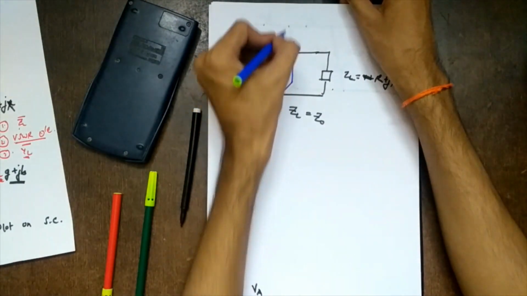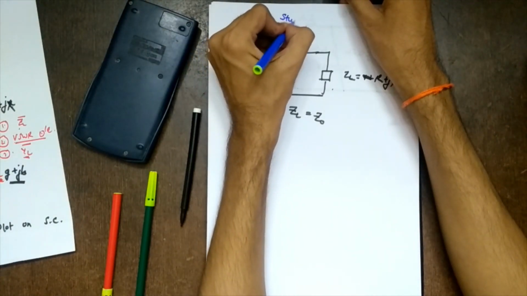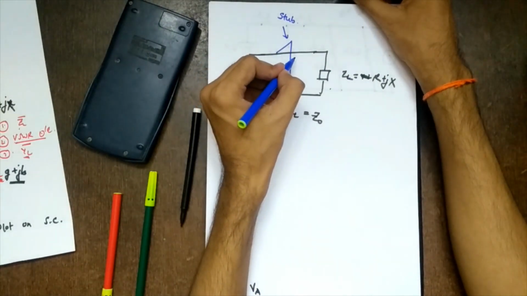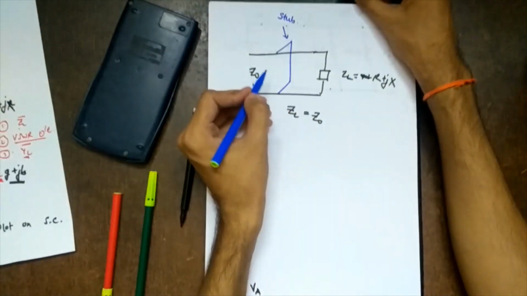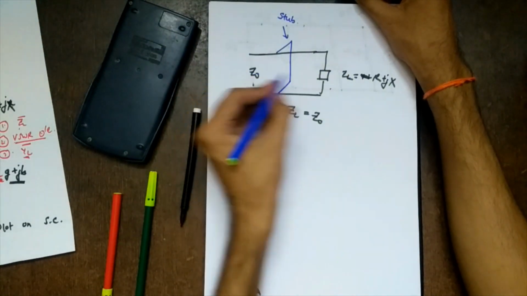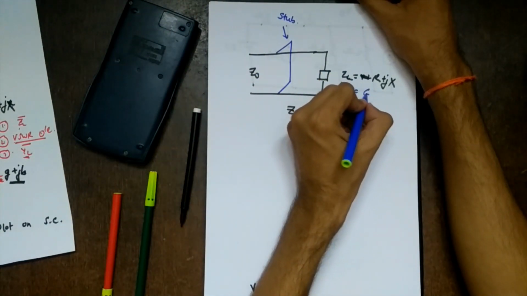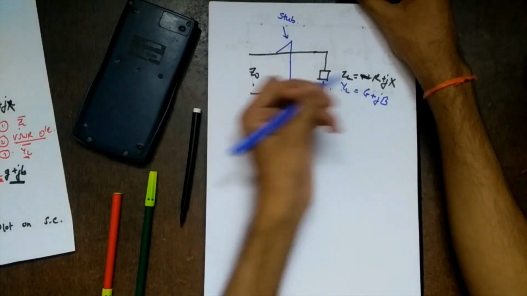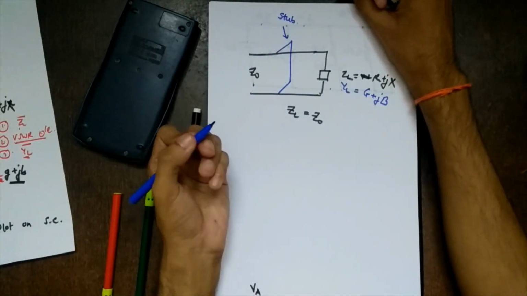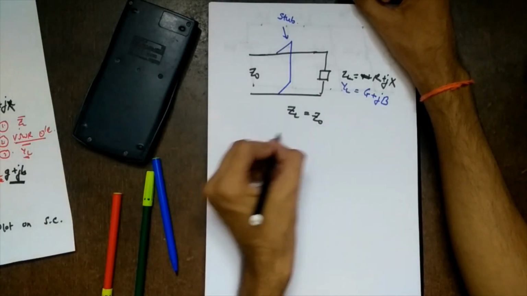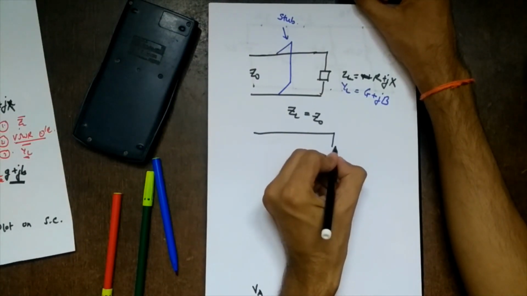So this is what a stub is, and it is connected in parallel. Then we said if we are connecting a stub in parallel, working with impedances will be quite hard. So to make life simple, we convert it to admittance. So this becomes G plus jB. Then we said we have to plot it on the Smith chart. So what is the next step? To normalize it with respect to what? Z0. So let's draw it again.